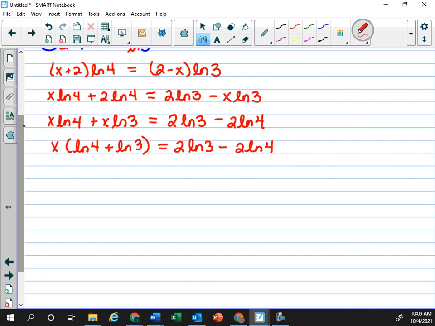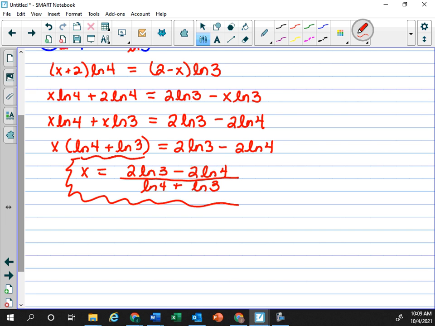So your answer of what x equals, what do you think I need to do to get x by itself? Divide. So I've got 2 natural log of 3 minus 2 natural log of 4 divided by natural log of 4 plus natural log of 3. Now that is a perfectly acceptable answer. There are other ways you could write this, though.